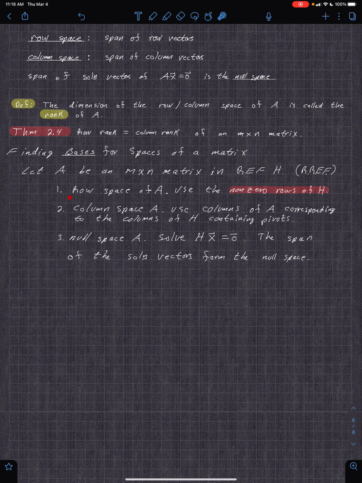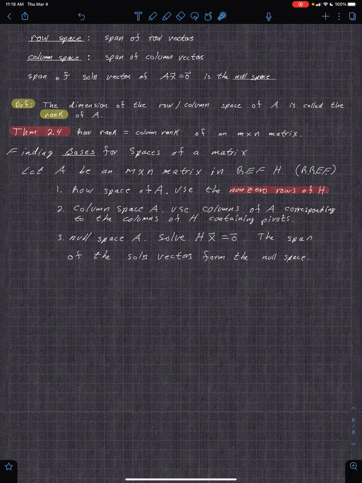Then for the row space of A, we use the non-zero rows of H. I'll show you in the example below. You have to row reduce it as far as you can. And then for the basis of the row space, what you use is the non-zero rows of H. So you'll have rows possibly zero out, and then you just use those.